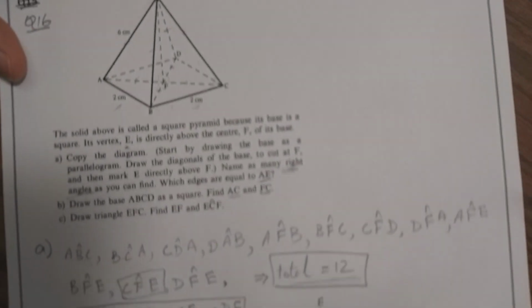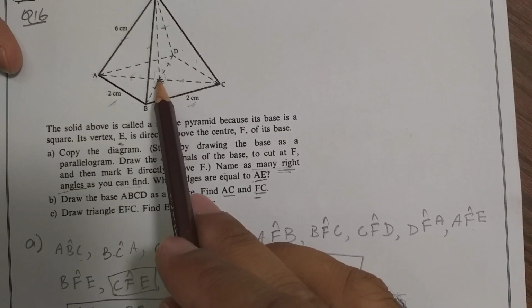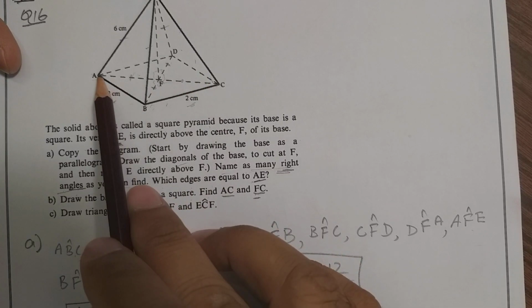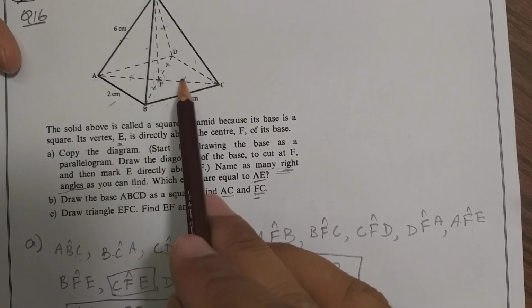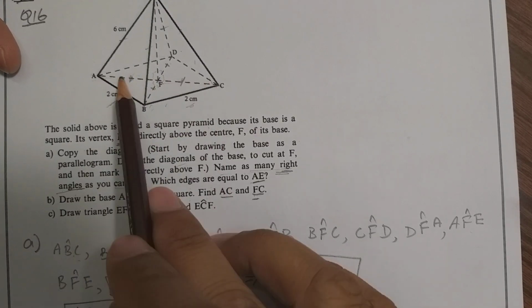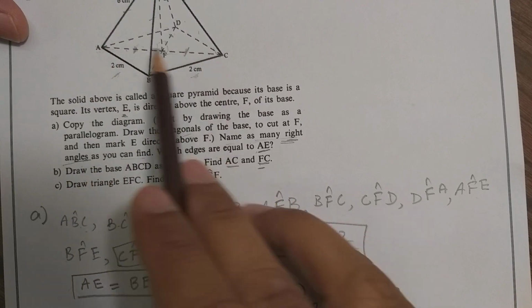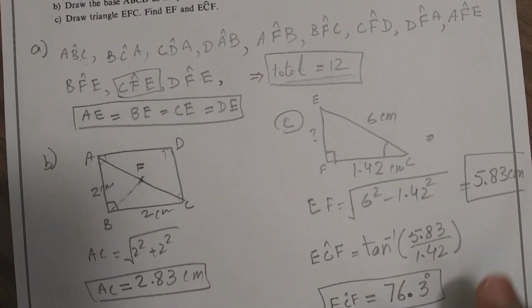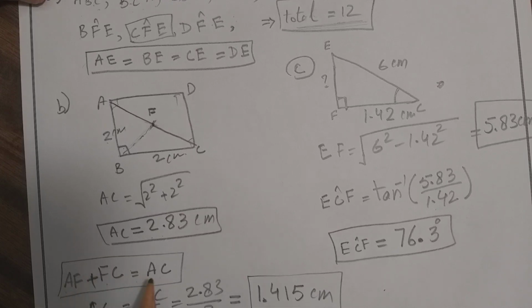And as in the part, he said find FC. So this is FC here. AC is twice FC. If you add this plus this, these two become AC. So AC divided by 2, because AF plus FC equals AC. So if this is 1, this is 1, it becomes 2.